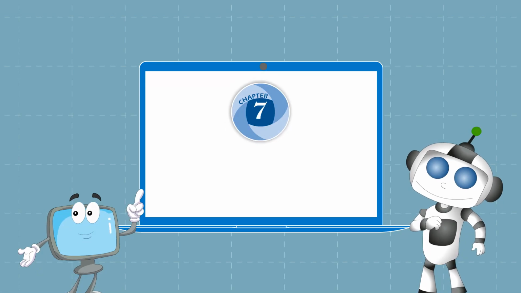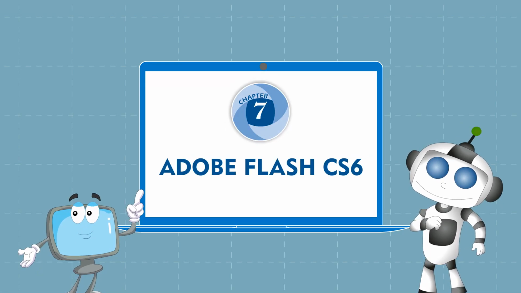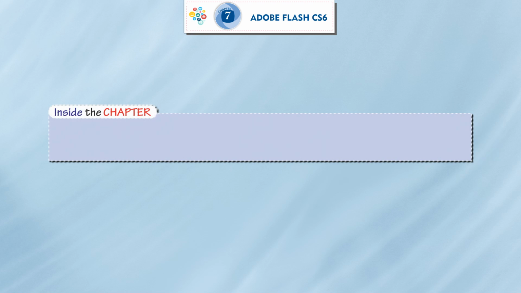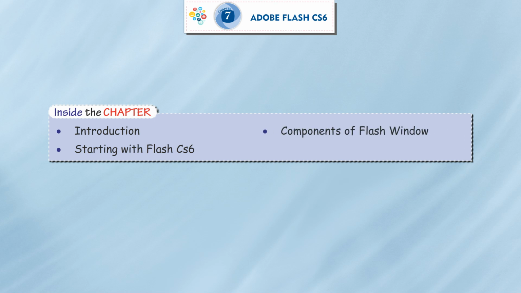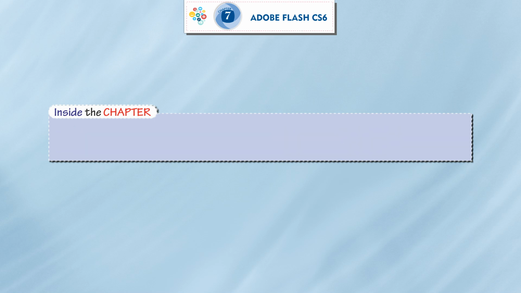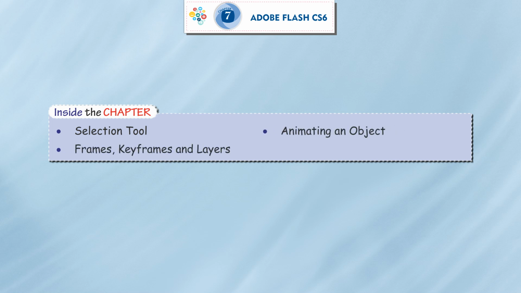Chapter 7: Adobe Flash CS6. Inside the chapter: Introduction, starting with Flash CS6, components of the Flash window, working with tools, selection tool, frames, keyframes and layers, animating an object.